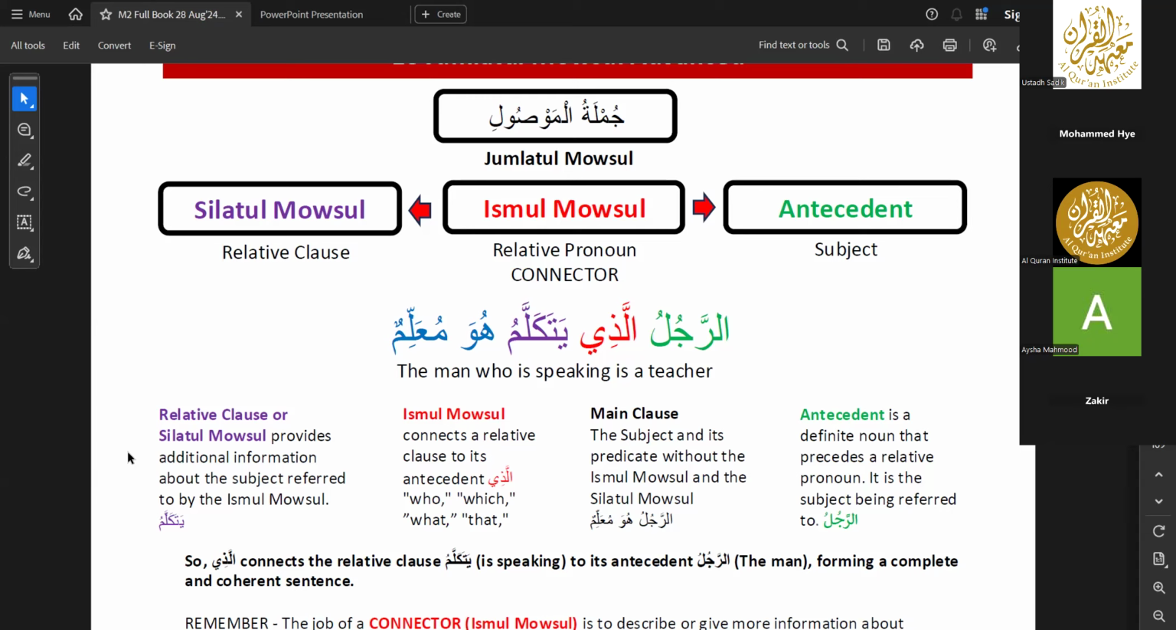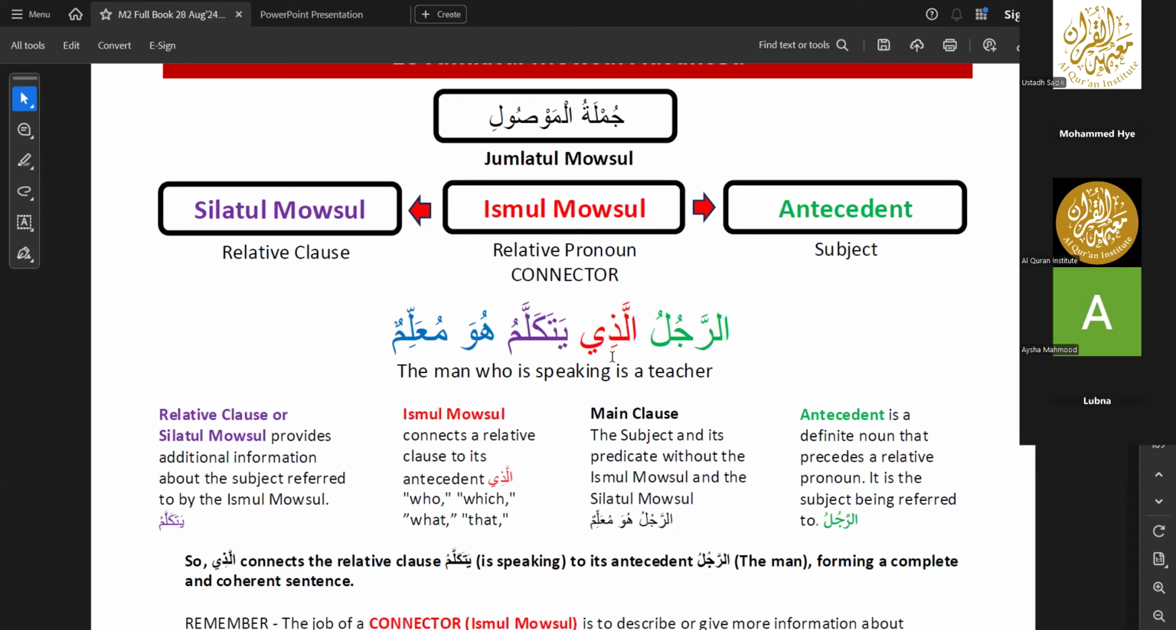And what we said about the antecedent, the subject, it's definite. So then we have alladhi. This is obviously the Ismul Mawsul, the word that's connecting. And as you know, alladhi is referring to what? The subject. Subject, yeah. Yes, good. So ar-rajulu alladhi means the man who, yatakallamu is speaking. Huwa muallimun.